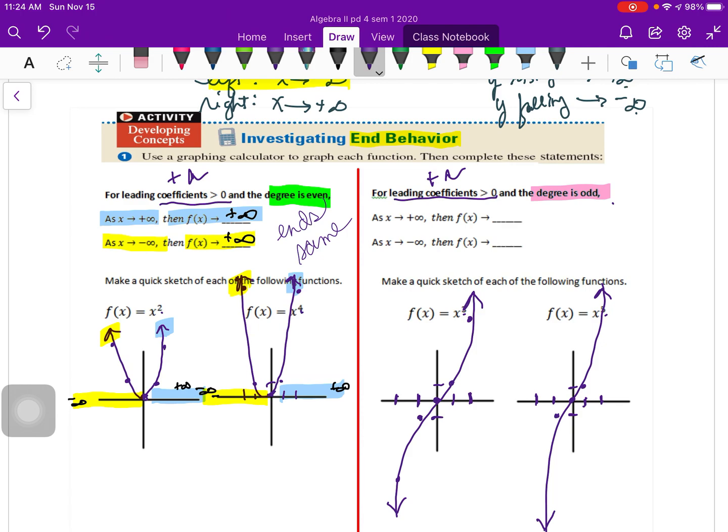So now we're going to look at the end behaviors. As my x's go over here to the negative, what is happening to these y's? The y's also go down, so that is to negative infinity. As my x's go to the right, which is towards positive infinity, what is happening to these y's? They go up, so that is towards positive infinity.